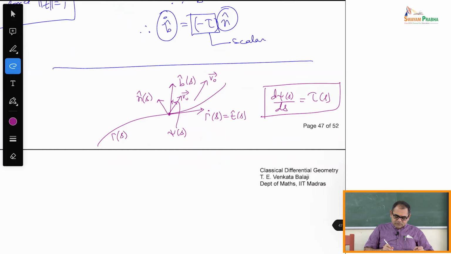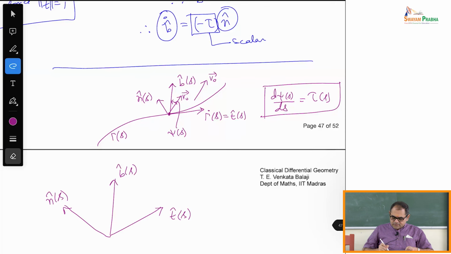So I'm just trying to draw a nice picture. Let me draw it like this. This is my b hat s, this is my t hat s, and this is my n hat s. Let me redraw this. Remember, this is 90, this is also 90, and this is also 90, and you have this v naught, some fixed vector. Of all these things, v naught is fixed and this angle is psi s.